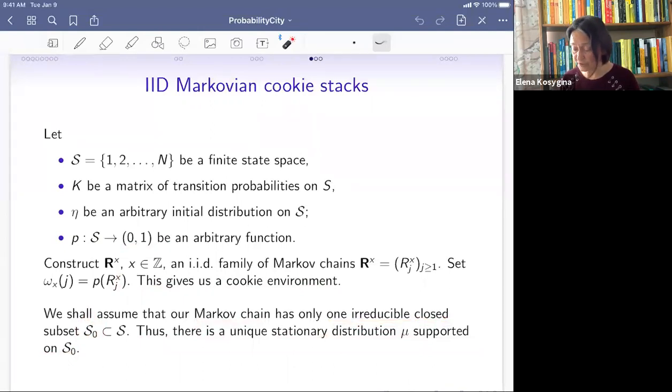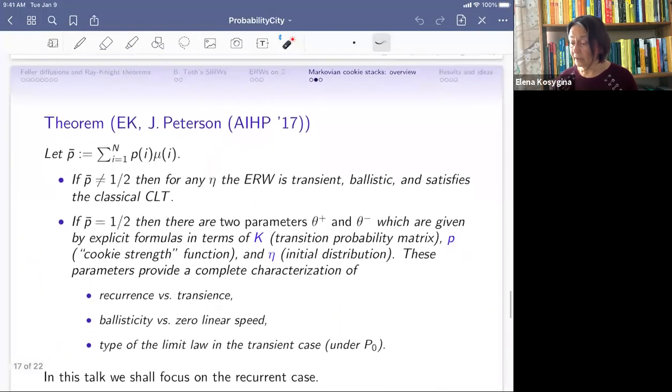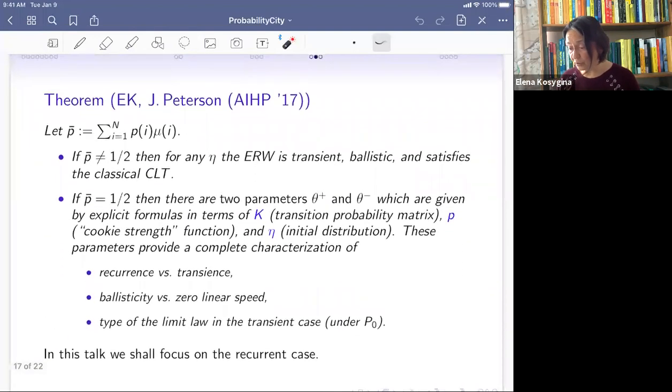Right? So this is the assumption on Markov chain. And Jon Peterson and I were able to basically characterize the behavior of excited random walks in these cookie environments. First of all, mu is the invariant measure, and for this invariant measure, we can calculate the expected probability to jump to the right, p bar, right? So it's with respect to this invariant distribution.